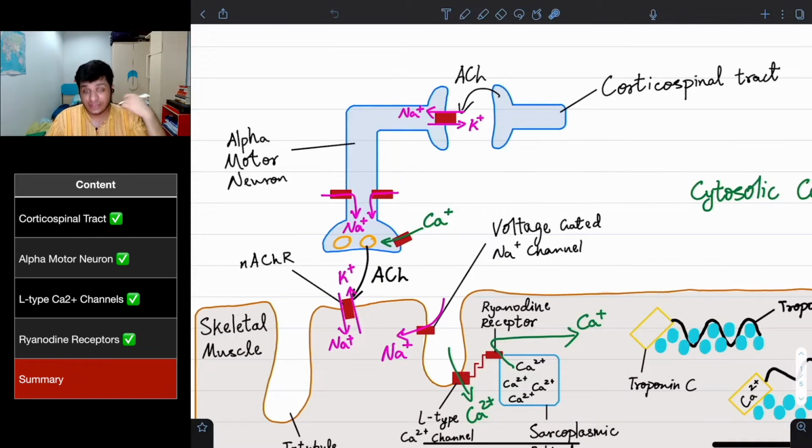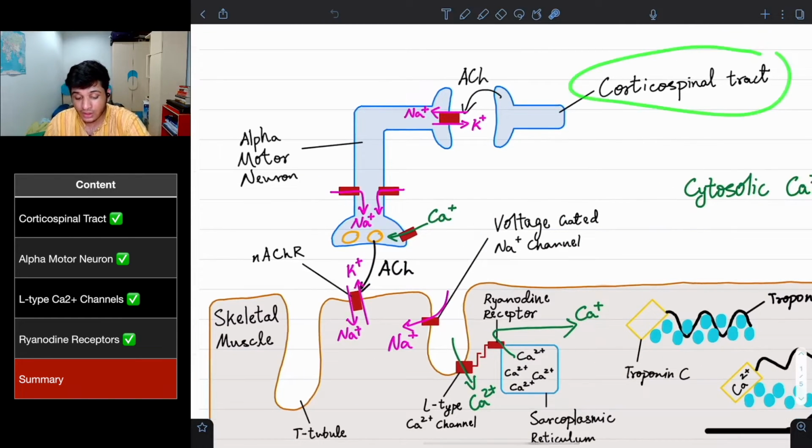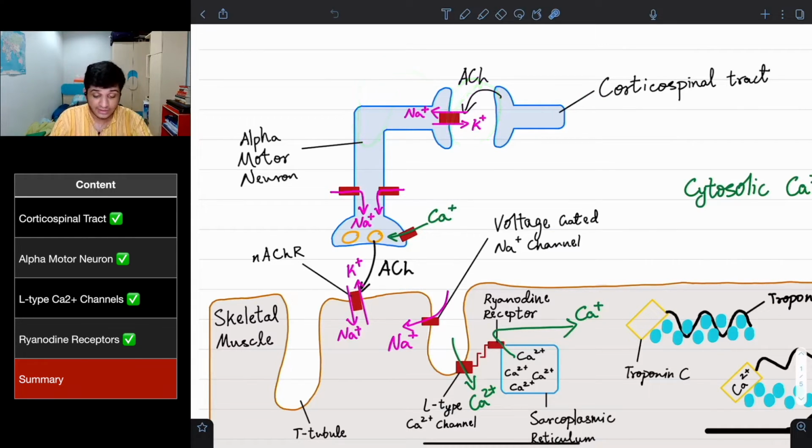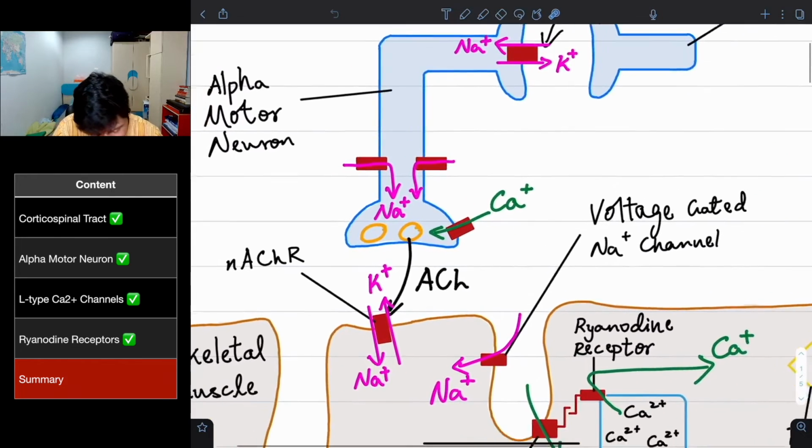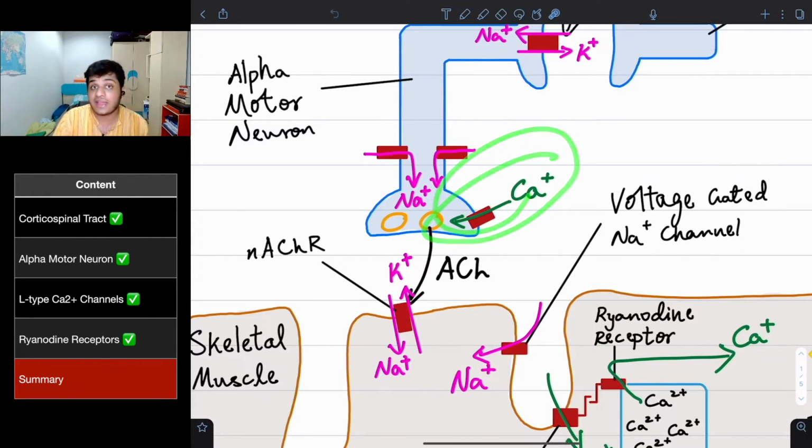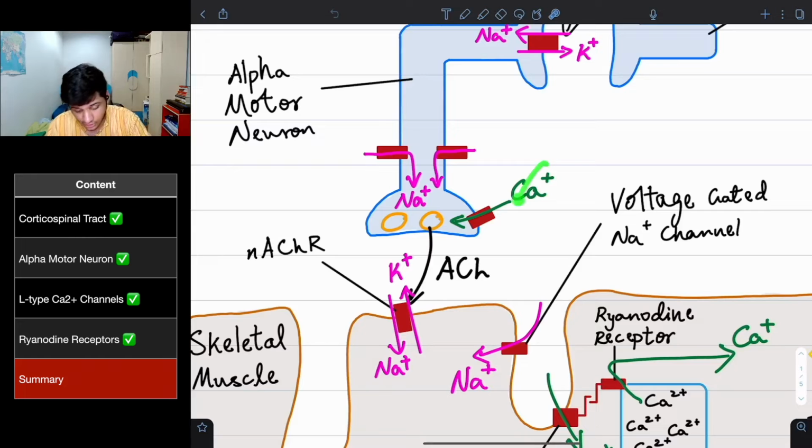So the signal from the brain, which is the corticospinal tract, synapses with an alpha motor neuron. That signal is transmitted by acetylcholine from neuron to neuron, and that causes depolarization of the neuron. Because of that, there's an influx of calcium ions, right? Remember that the calcium ions cause neurotransmitter vesicles to bind to the presynaptic cell membrane, and this causes a release of acetylcholine.